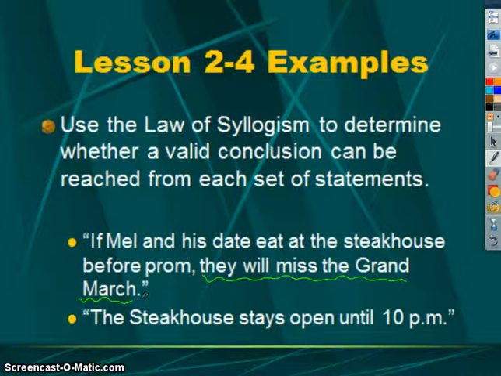I forget what it says in your book. It may even just ask you to write invalid, because it's an invalid argument. It doesn't follow that pattern. So that's an example of one that doesn't work.